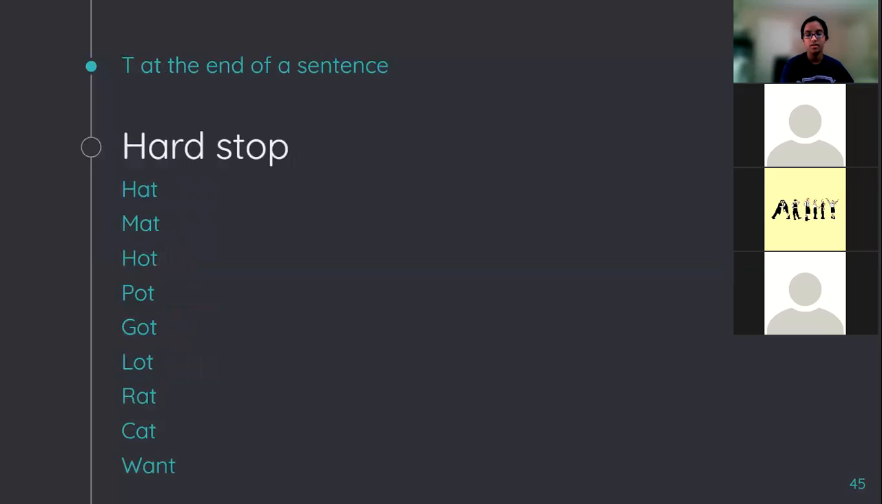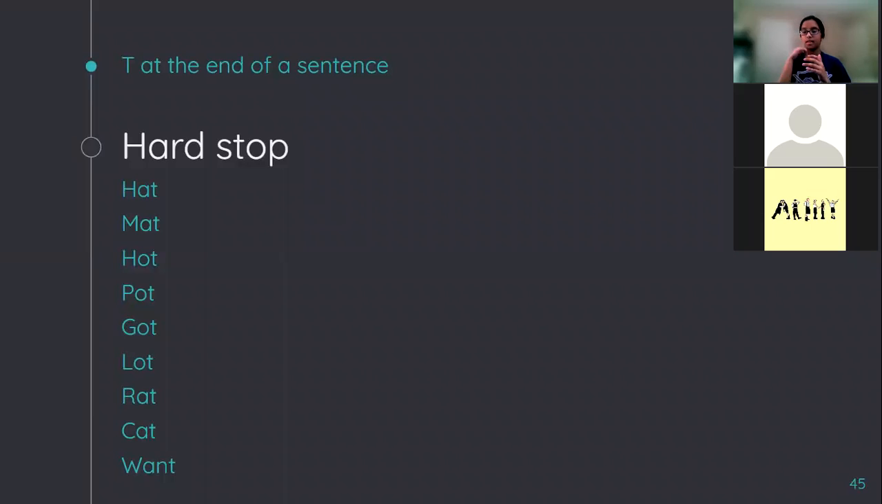So is this the last T rule? Yeah, it's the last T rule. When you have a T at the end, it's a hard stop. What I mean by this is you don't press on the T. Let me explain. For the word hate, you would say it as hat. Can you guys say that? Hat.